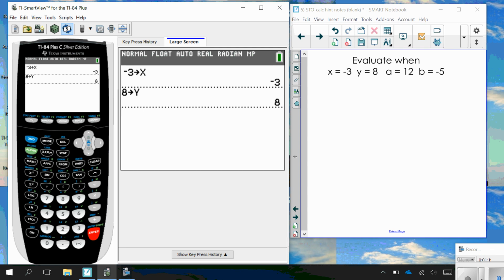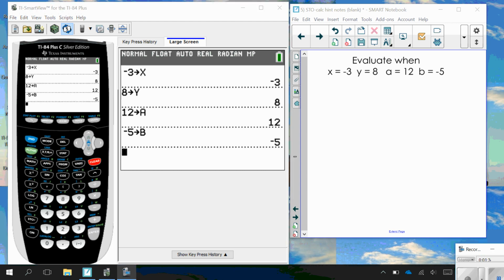12 store a, we type 12 STO. To get the A, we hit alpha, and above the math key is the A. Hit enter. And then -5 store B. Now that they're stored, we're going to go ahead and evaluate some functions.